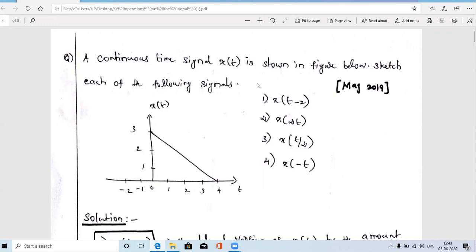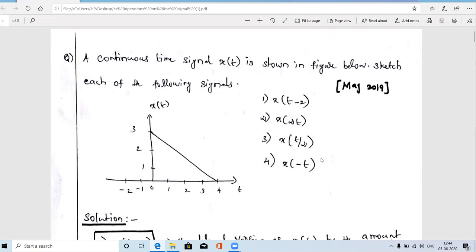In time shifting there are two types. One is time delay, that is x of t minus some value means it is delay, x of t plus some value means it is time advancing. And x of 2t, here the t is multiplied with one constant, so it is said to be time scaling, and x of t by 2 is also time scaling. So here the time t is multiplied with the constant 1 by 2. So these two things are said to be time scaling.